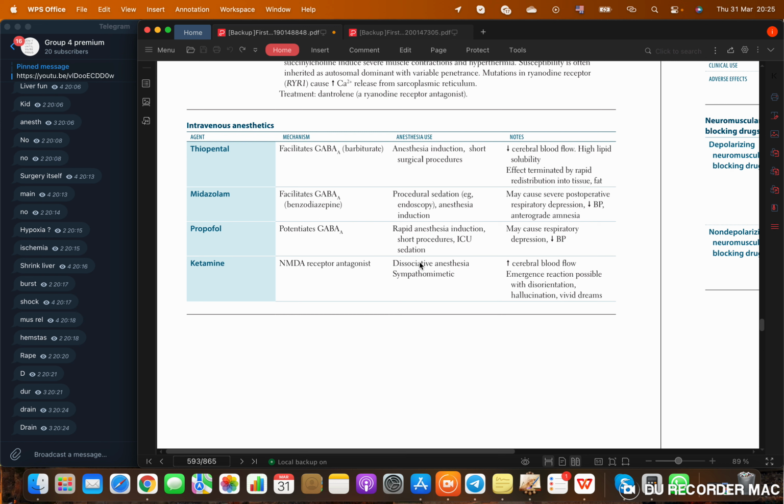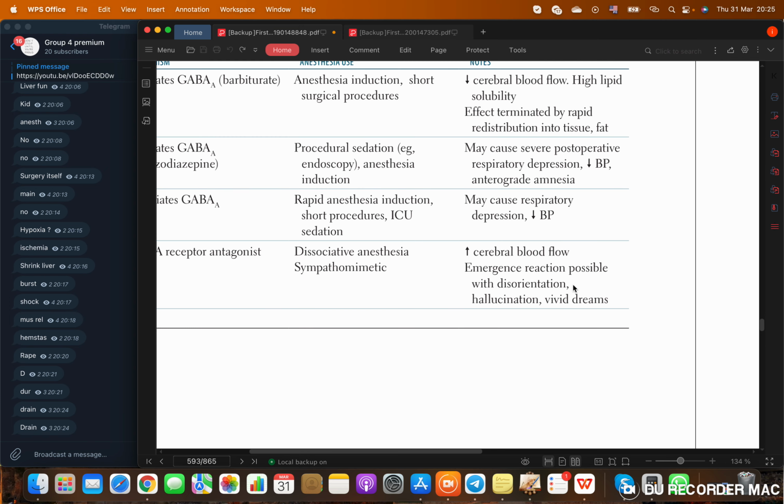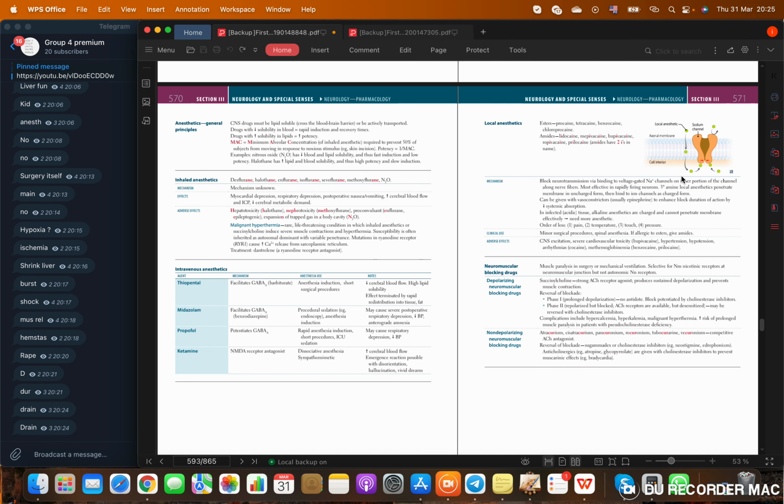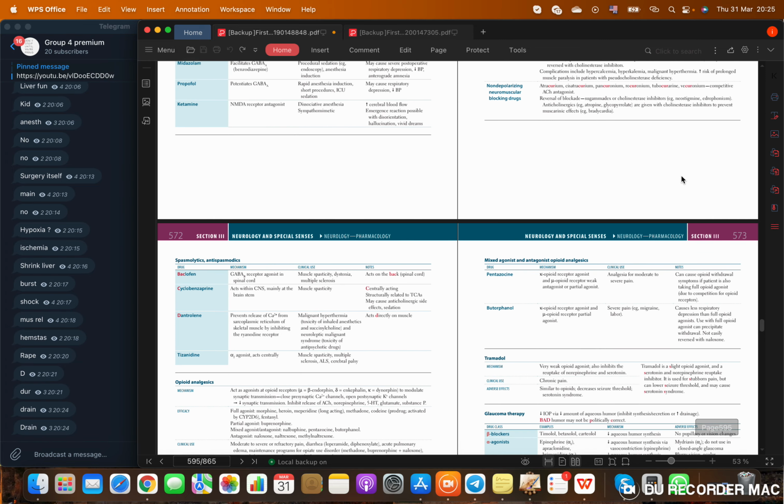It leads to euphoria. Addicts come to the emergency department asking, "Oh, my back hurts. Can I get some ketamine, please?" No, you can't. It increases the cerebral blood flow. Emergence reaction is possible with disorientation, hallucination, and vivid dreams. Basically, it puts you in some other place, some better place where butterflies fly.